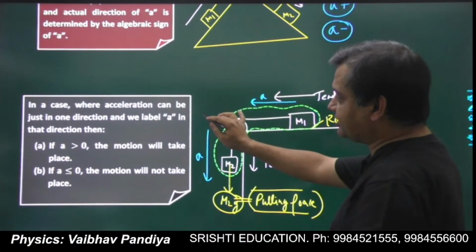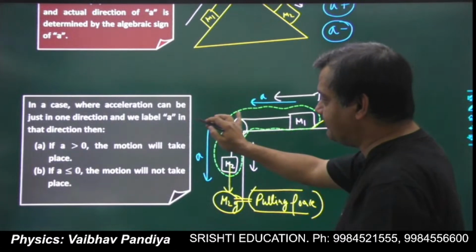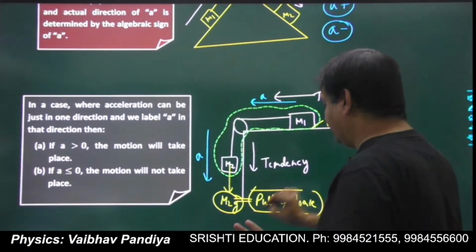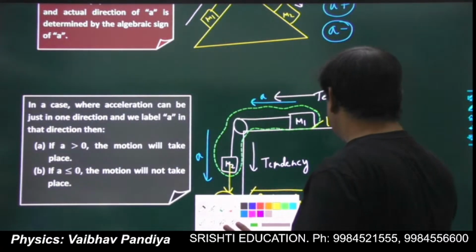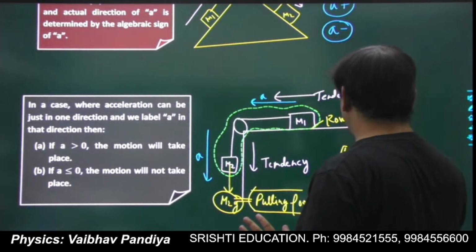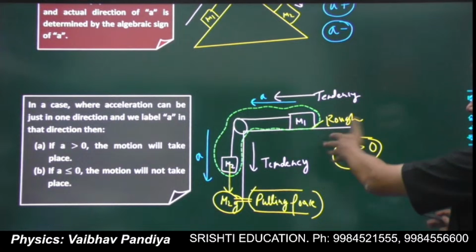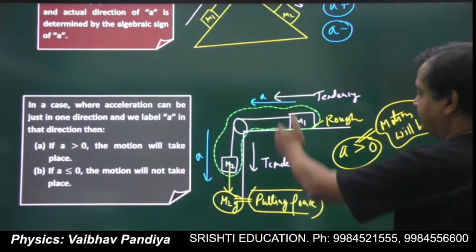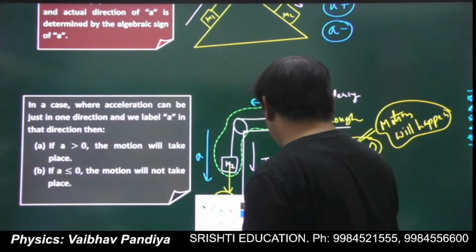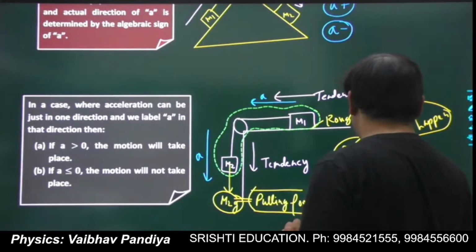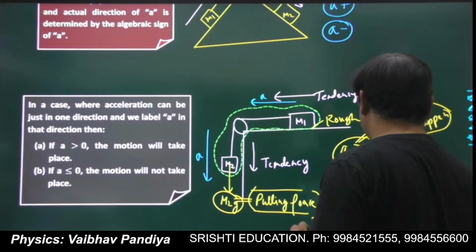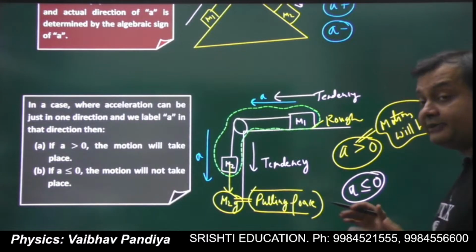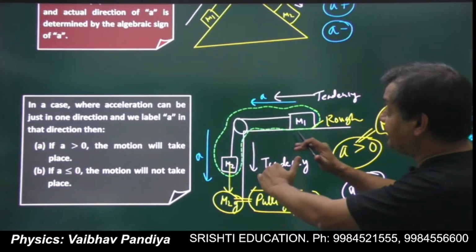So in a case where acceleration can be in just one direction, we label A in that direction, and now suppose after applying Newton's laws, A comes to be greater than 0. If the algebraic sign of A comes to be positive, it means the motion will happen. There will be an accelerated motion. And if A comes to be less than or equal to 0, that is, A comes to be 0 or negative, then negative A doesn't mean, in this case, the same as in that case, so don't compare it with that case.